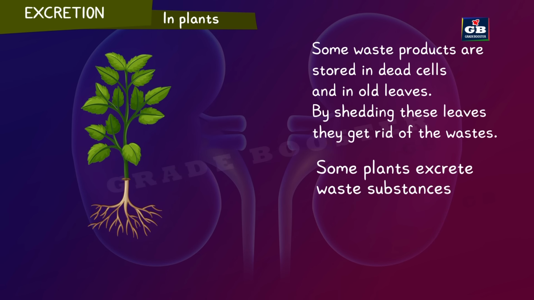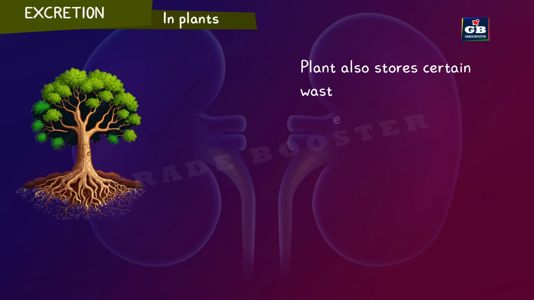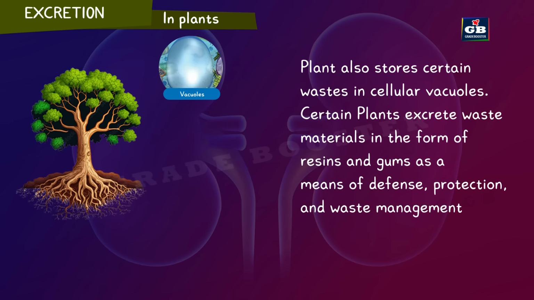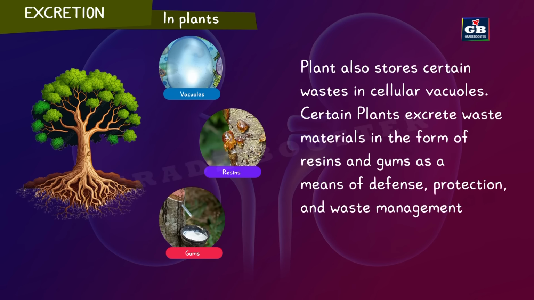Some plants excrete waste substances into the soil, which in turn increases the soil fertility. Plants also store certain wastes in cellular vacuoles. Certain plants excrete waste materials in the form of resins and gums as a means of defense, protection and waste management. This is all about the chapter Life Processes. Thanks for watching.